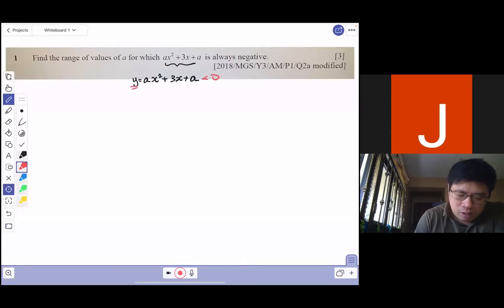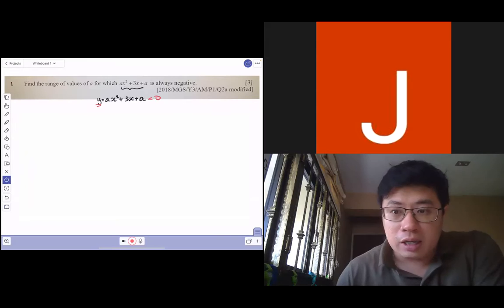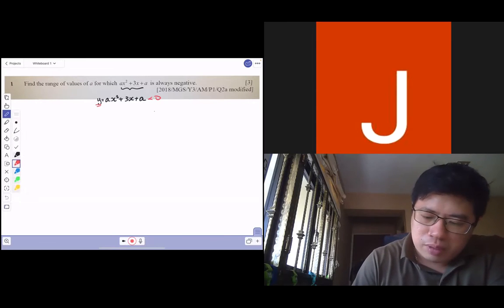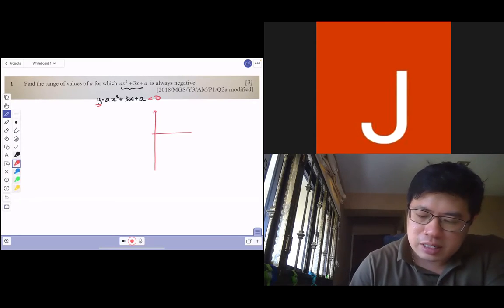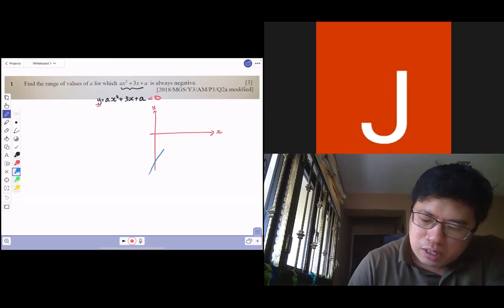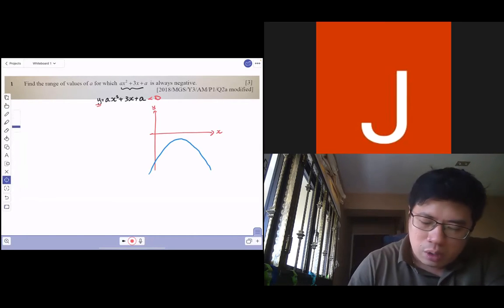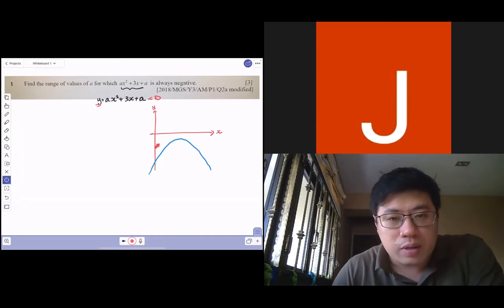be always negative. So imagine that if we let this be y and we want this function to be always negative, what we are looking for is that the graph will be underneath the x-axis. So this suggests that your graph has to be always underneath the x-axis, because only when the graph is like this will it always be negative.